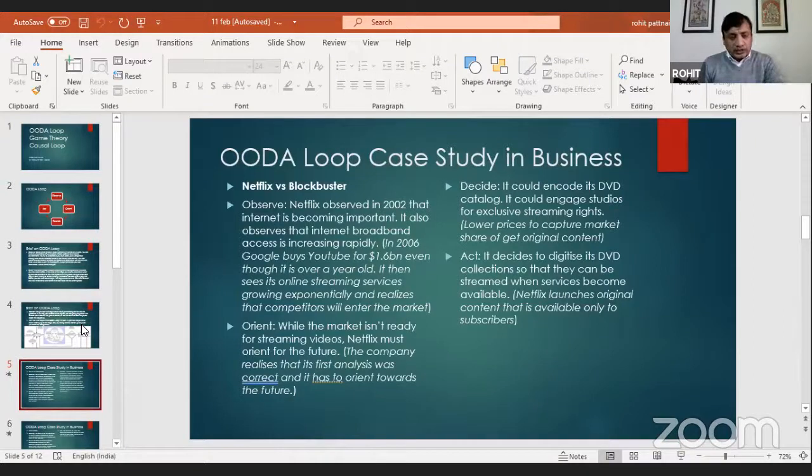Why I bring out the Netflix example is that one of the promoters, the people who started Netflix, was a very strong exponent of OODA loop theory. He used this tool a lot in his decision making because he was from the armed forces background. And way back in 2002, they had set up the company.